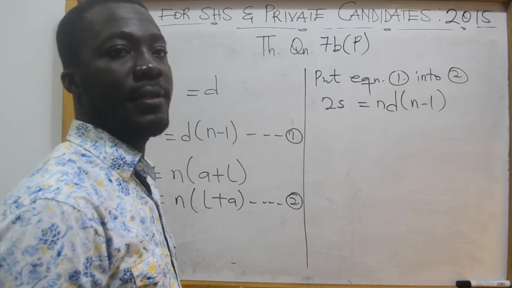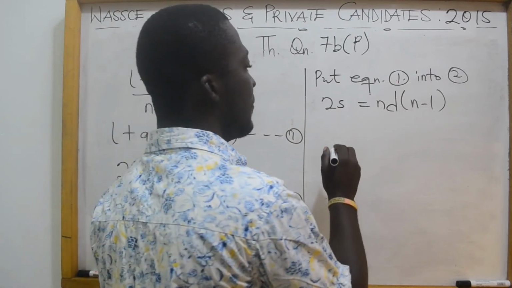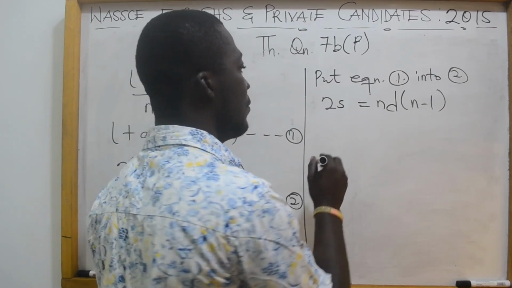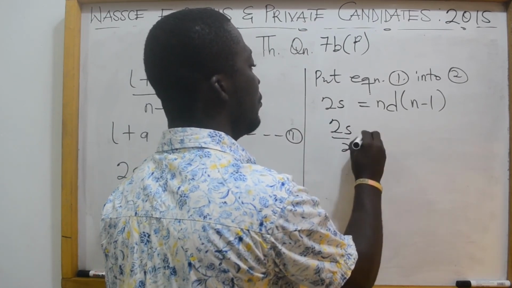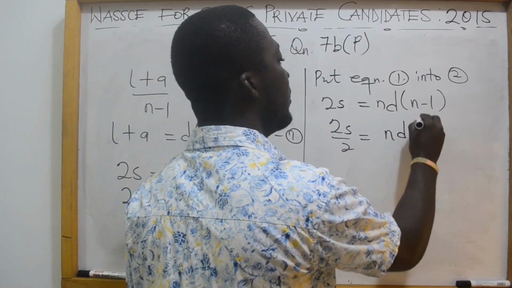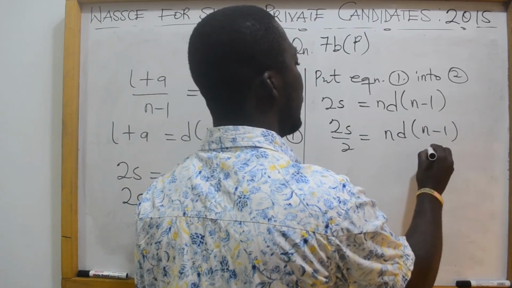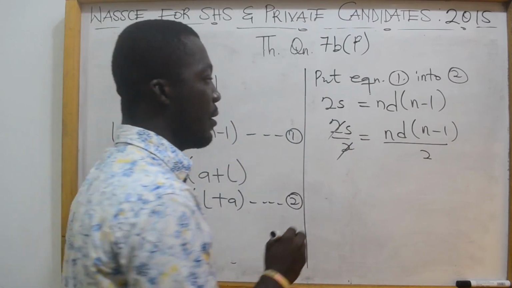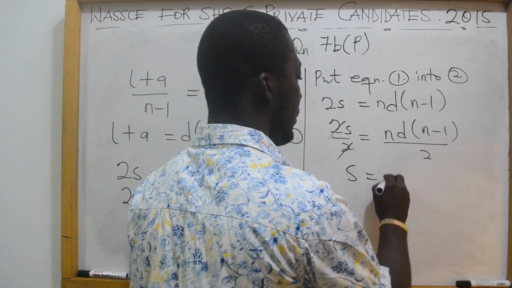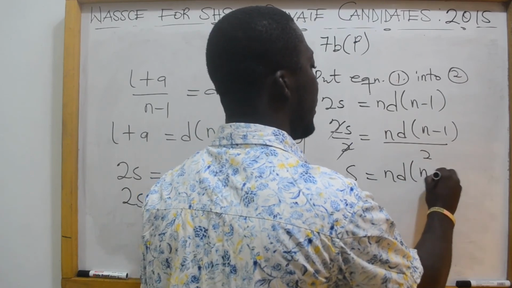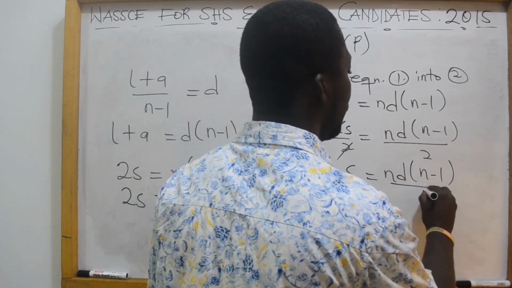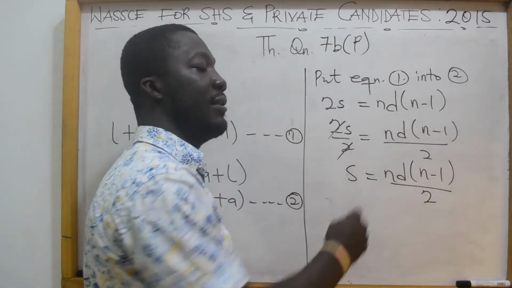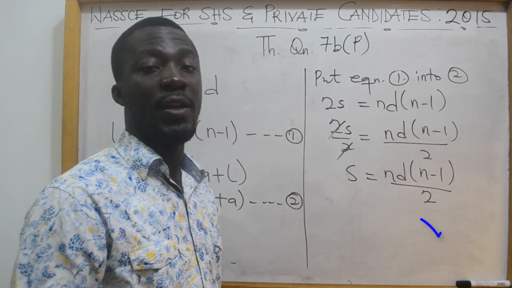We want to make s the subject, so we divide both sides of the equation by 2. So 2s over 2 should be equal to nd into bracket n minus 1 over 2. 2 will cancel 2, then you have s is equal to nd into bracket n minus 1 over 2. If you want to continue further, you can expand, but this is where we are ending.